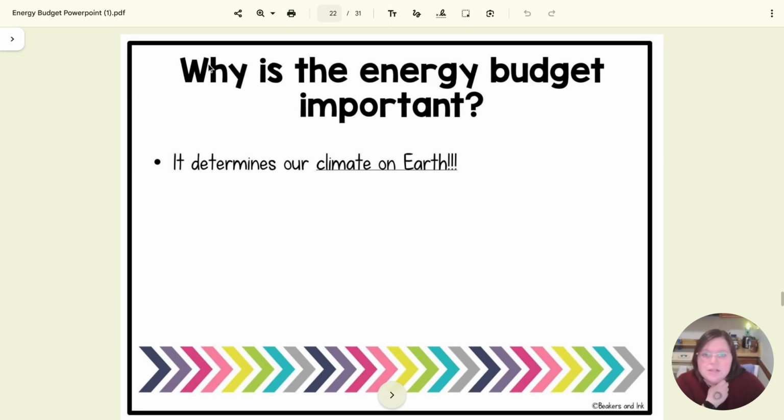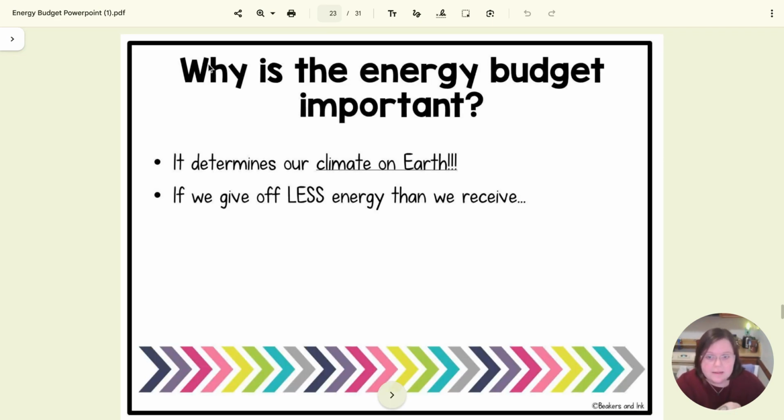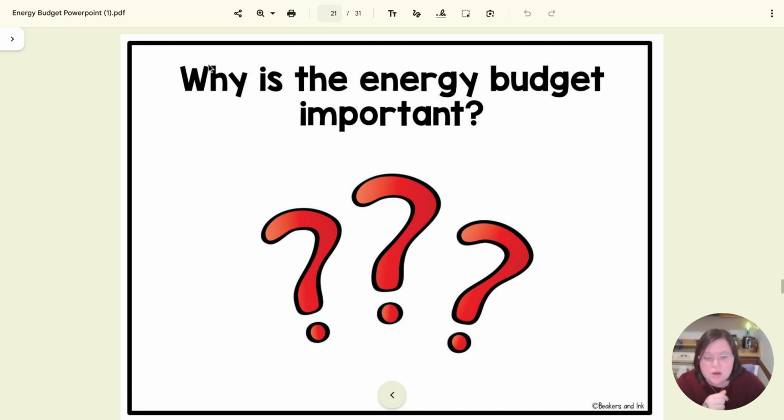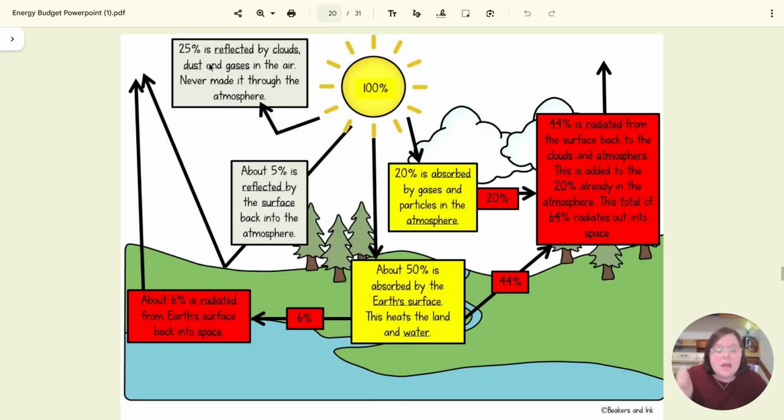Why is the energy budget important? It determines our climate. Okay? If we give off less energy than we receive, then the Earth will heat up. So, to go back to the picture, if all of this doesn't get radiated out and reflected out, then it's basically like if I didn't spend all my money this month, my savings will grow.